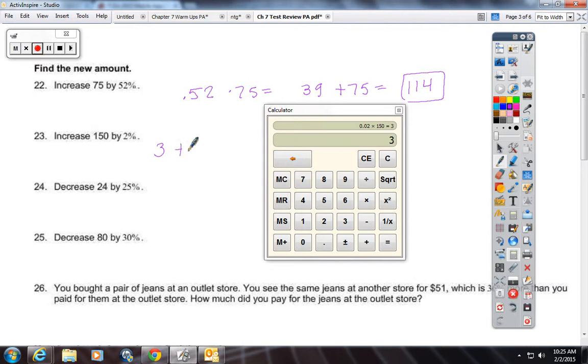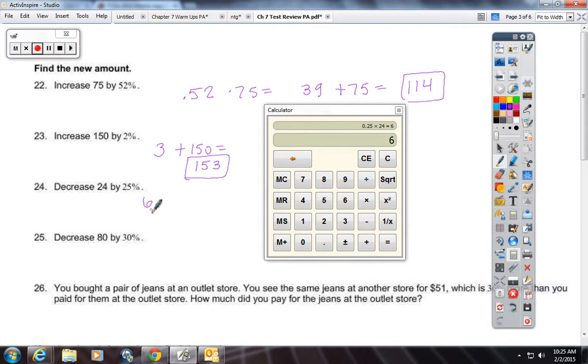Now when I decrease, first step is the same. I'm still finding the percent. So I'm going to find 25% of 24. How do I do that? I make 25% a decimal, which is 0.25. I multiply times 24, and I get 6. Now, if I'm decreasing, am I going to add 6 to 24, or am I going to subtract 6? Subtract 6. So what's 24 minus 6? 18 would be my answer.